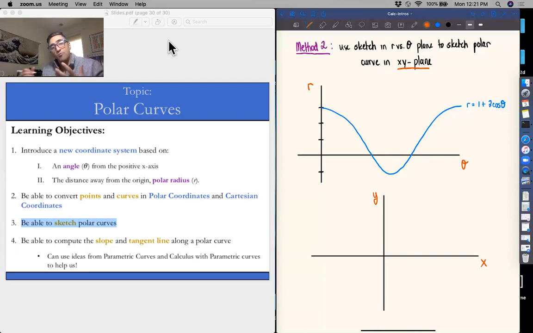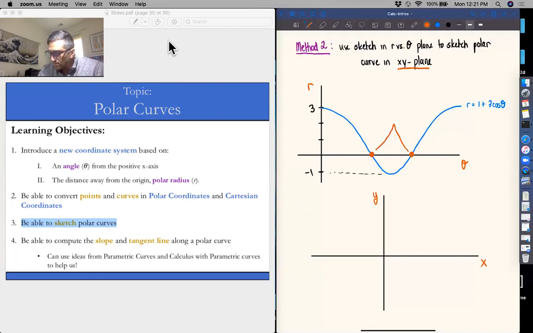So let's think about how we can use this information in the r-theta plane. The first thing we do is see what is the largest value of r and what's the smallest value of r. It looks like the largest value r can be is 3, and the smallest value that r takes on is, well, -1. Another notable point is where r goes from positive to negative, or where r equals 0. It looks like r equals 0 at these 2 points here.